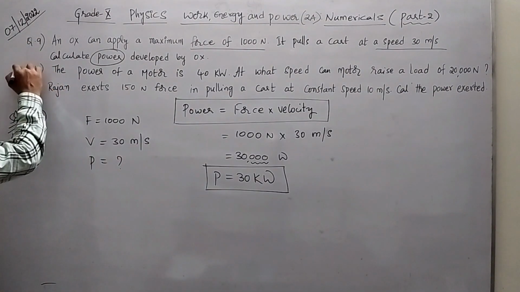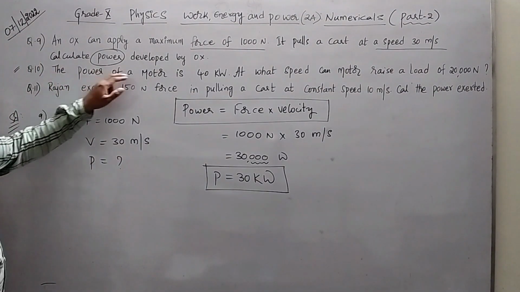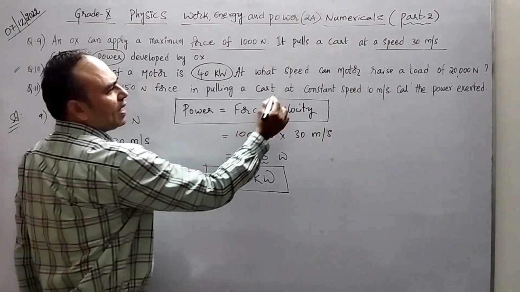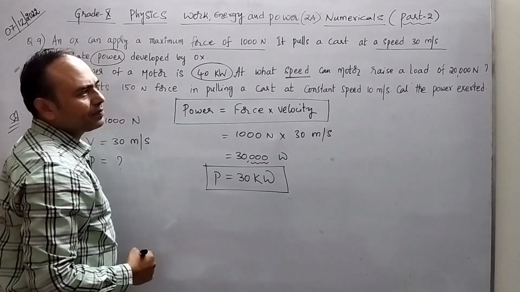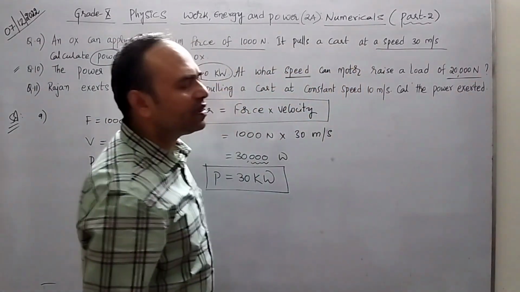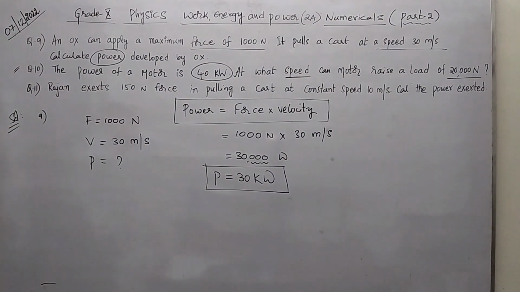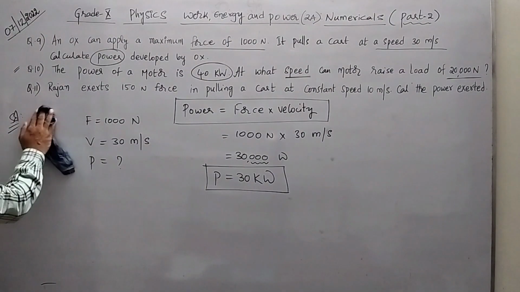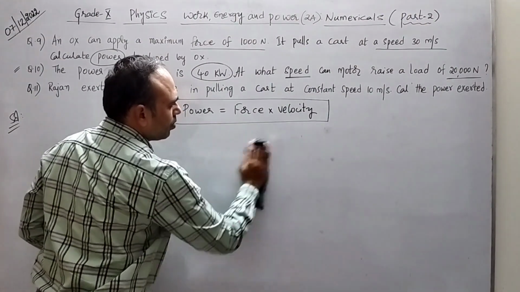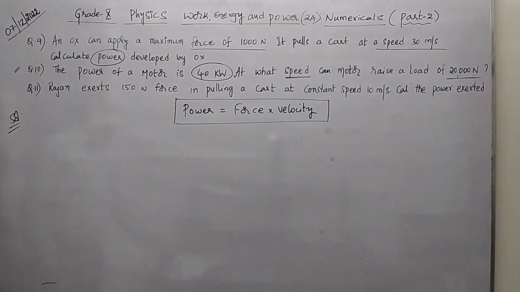Similar one, question number 10. Power is given as 40 kilowatt and they are asking calculate the speed and load, nothing but the force applied 20,000 Newton. Now let us apply the same formula and solve this. First try to answer this.